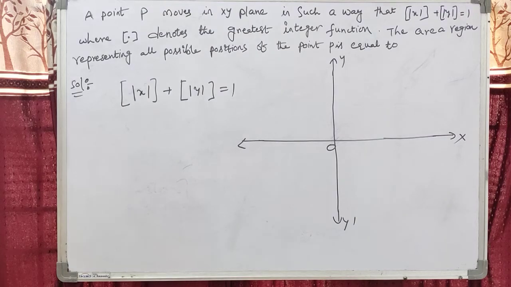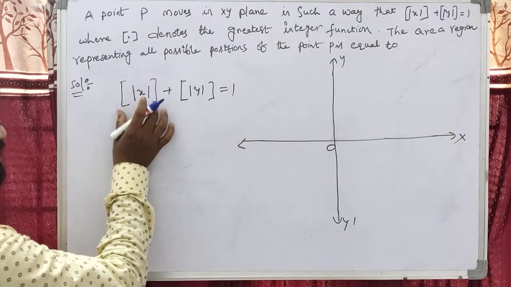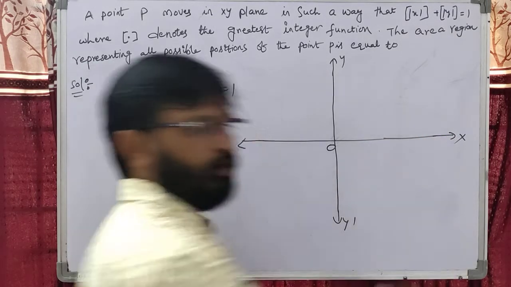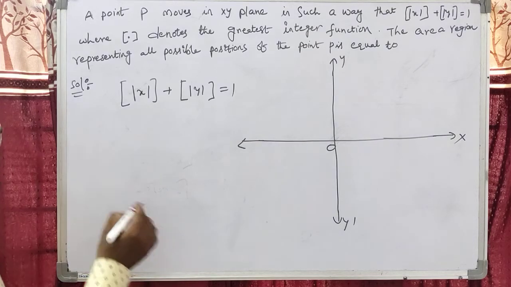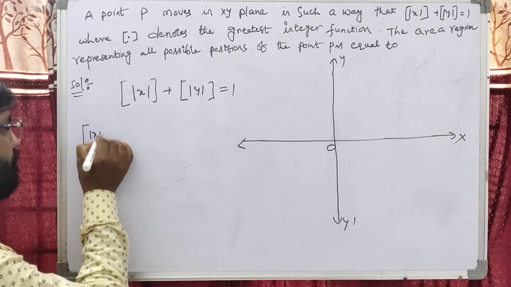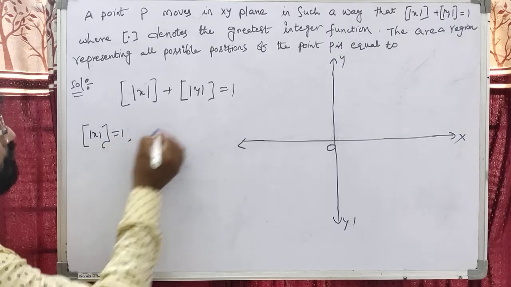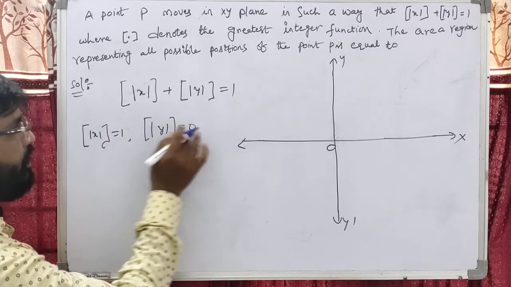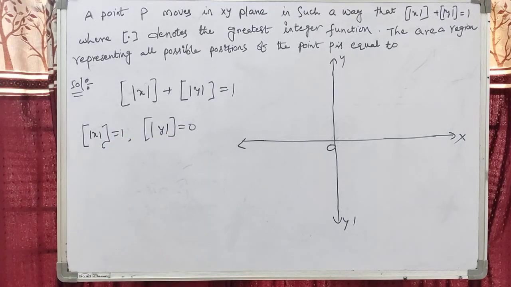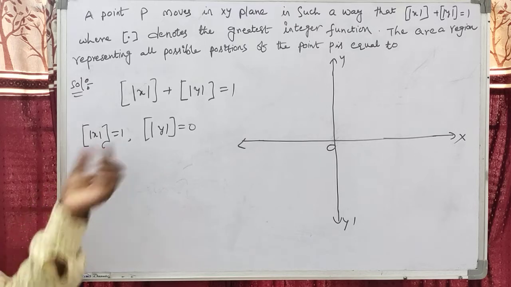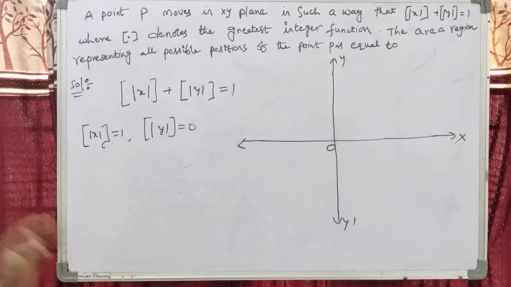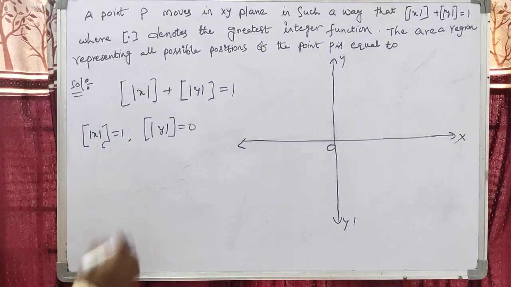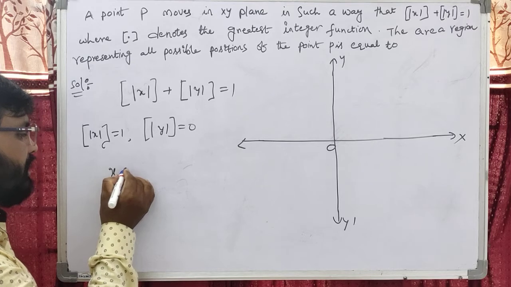Now suppose we take this as y, this is 1, undoubtedly it will take 0. On the x axis y will be 0. How to write, students? If [|x|] is 1, then [|y|] must be 0. 1 plus 0 is 1, okay students. Dear students, when the value of the step is 1, we know that x must be less than 2.